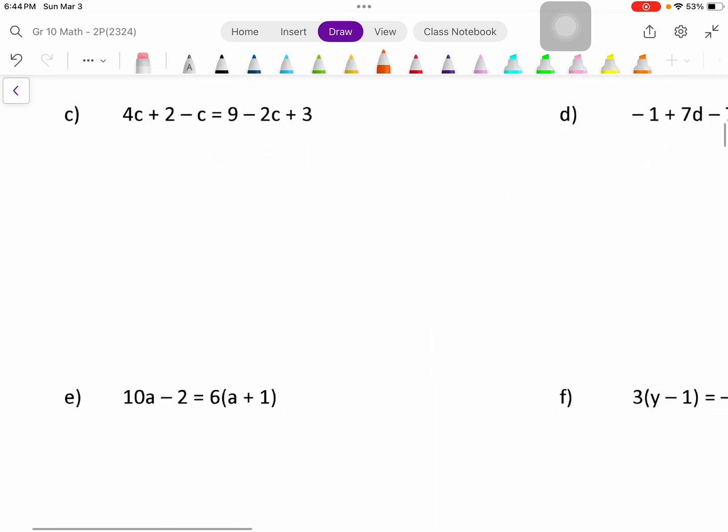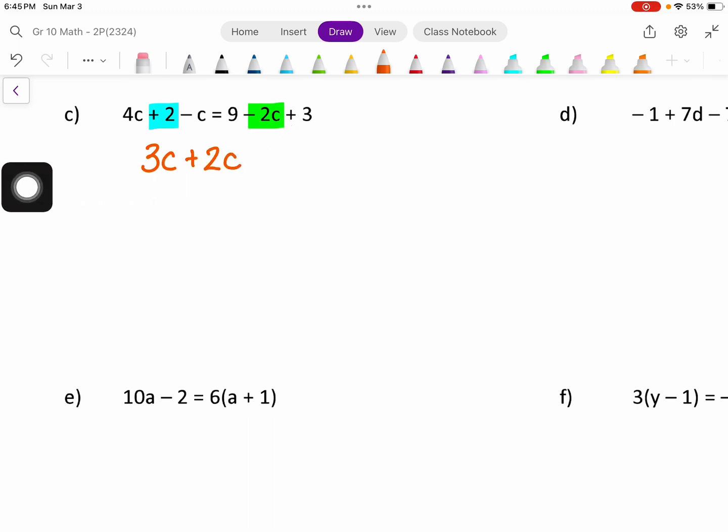Okay, 4c plus 2 minus c equals 9 minus 2c plus 3. So I have a 2 to move to the right side, and I have a negative 2c to move to the left side. So I already had 4c and the subtract c. So actually we can put that together now. We can simplify. 4c subtract 1c is equal to 3c. And a subtraction of 2c when I move it is going to become an addition of 2c.